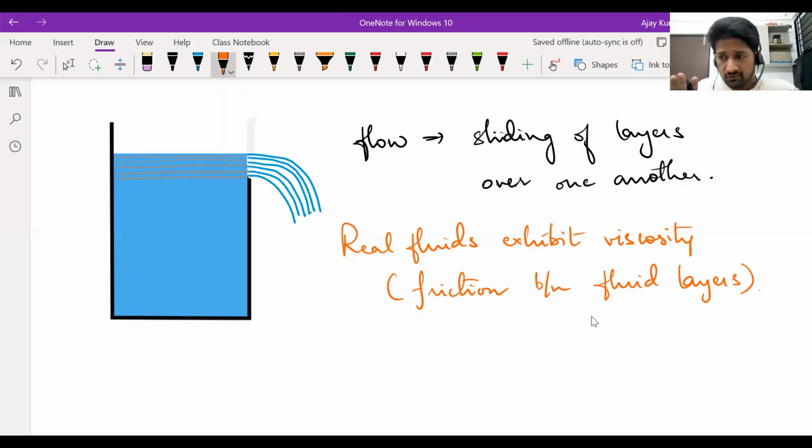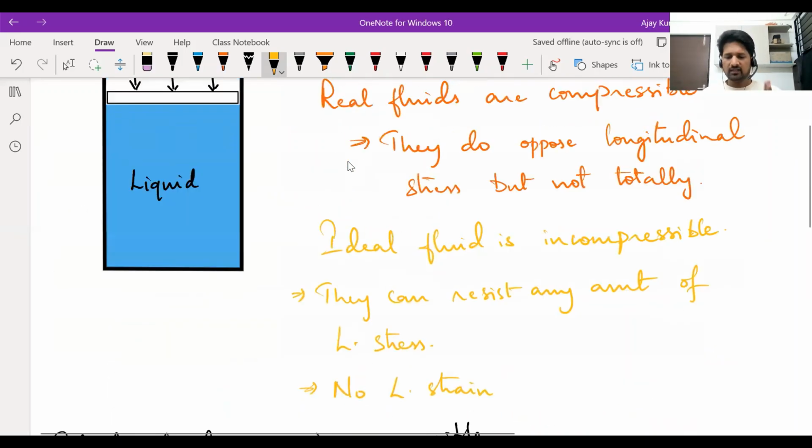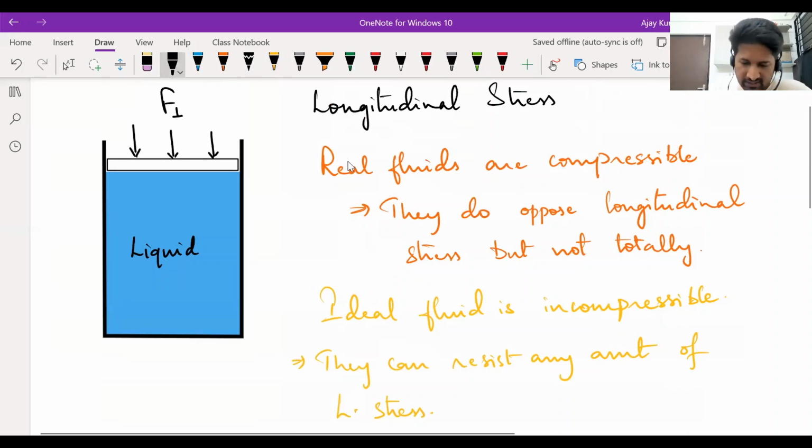Now, initially, we are going to consider ideal fluids. Ideal fluids are assumed to be completely non-viscous. So we are not going to consider viscosity as of now. So ideal fluids are incompressible, means they can resist any amount of longitudinal stress. Now, how to resist longitudinal stress? See, longitudinal stress is created by forces perpendicular to the walls, or cross section.